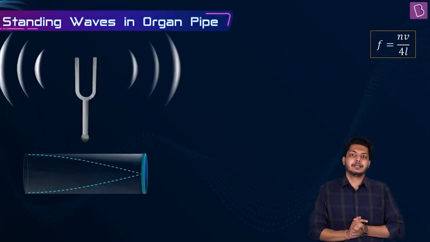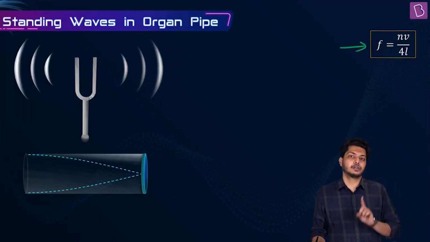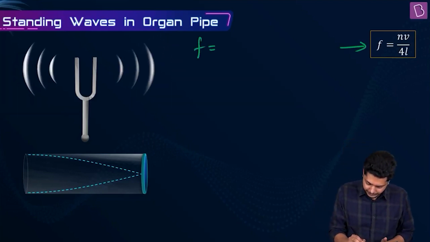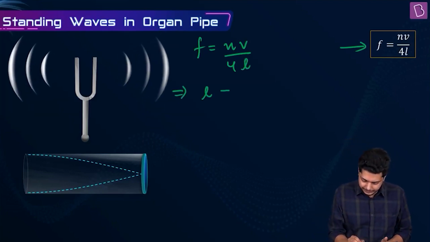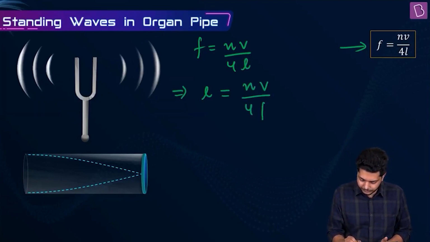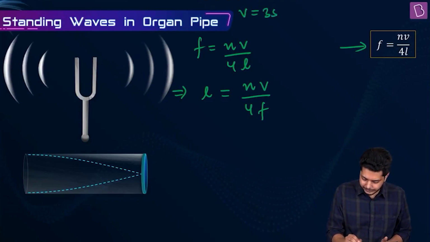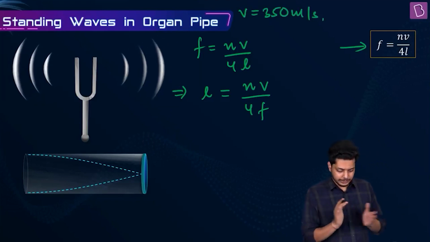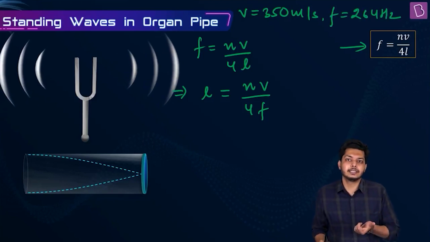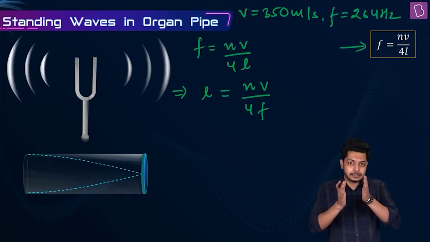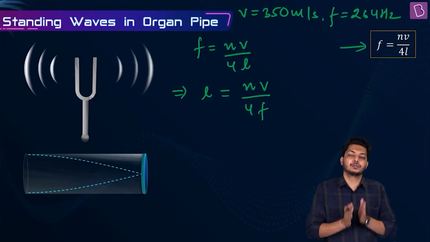If we recall our knowledge, we know that the frequency of vibration is given by nv by 4L for a closed organ pipe. Right? f is equal to nv by 4L. Now, let's rearrange this equation: L is equal to nv by 4f. Correct? In the question, we have been told that v is equal to 350 meters per second. What else? We have been given frequency as 264 Hertz. Although the frequency is of the tuning fork, the question is saying that this pipe should resonate with the tuning fork. That means one of the harmonics should match with 264 Hertz.